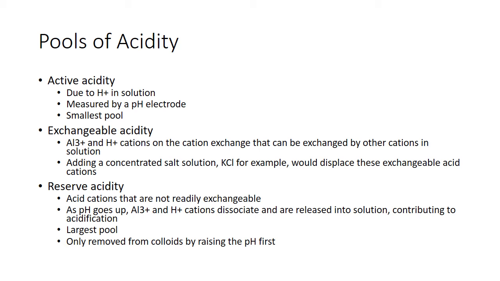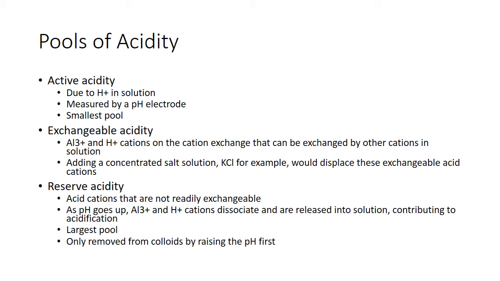We measure this by adding a concentrated salt solution. Potassium chloride is most often used. We would add a concentrated salt solution to a soil, and that would displace the exchangeable cations, and then we would measure the pH again to see how much additional acidity was sent into solution after those exchanges. And the third type is reserve acidity.